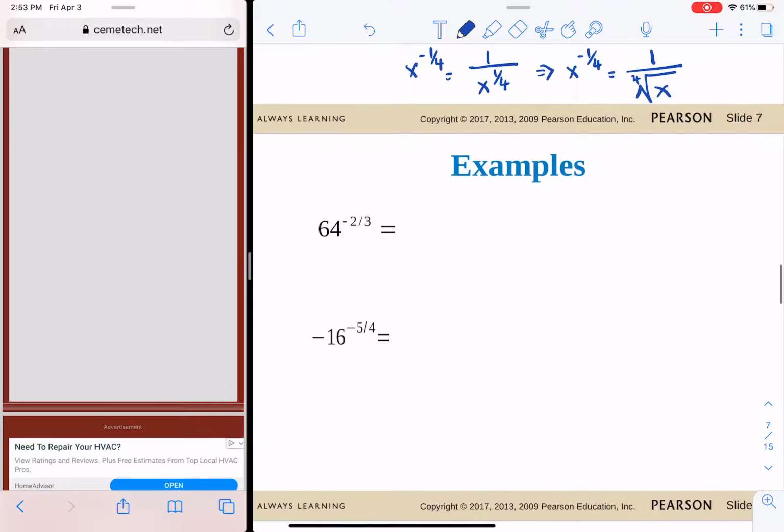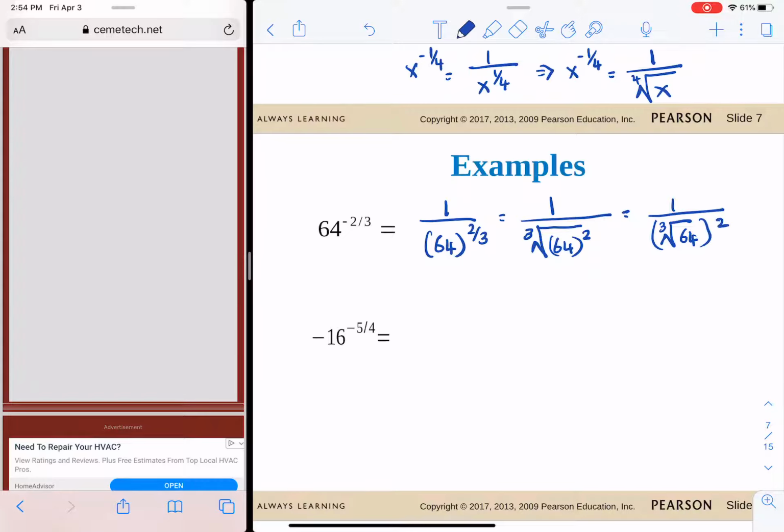Here we want to express these roots that we have, or the radicals that we have, in terms of positive exponents, and simplify if at all possible. So first step, we could write 64 raised to negative 2 over 3 as 1 over 64 raised to 2 over 3, which is simply the third root of 64 squared. We could also write this as the third root of 64, squared. We can interchange and write it that way. There is nothing wrong with that.